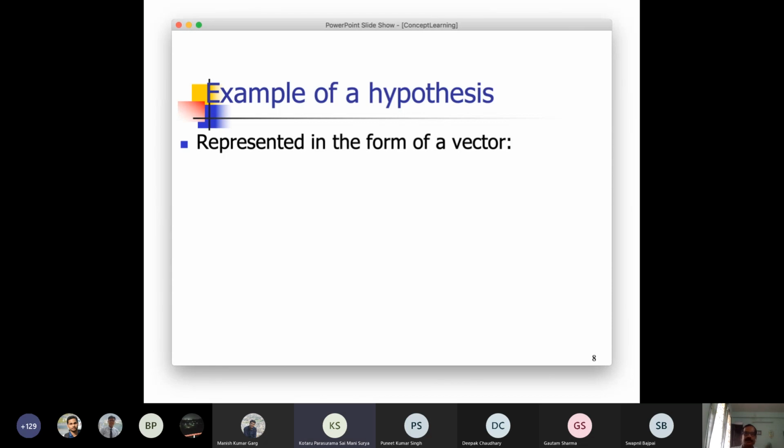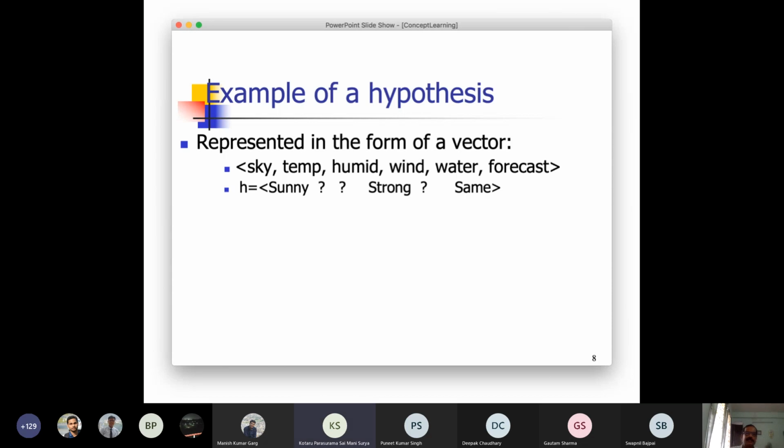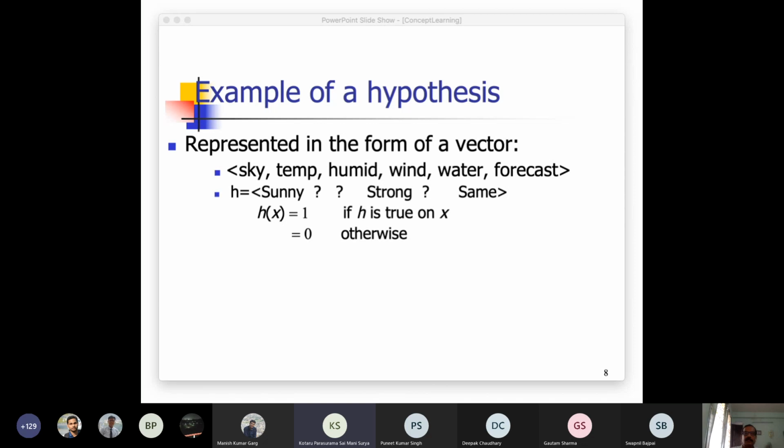Please mute yourselves. I think somebody's microphone is still off. I think somebody is talking. Please mute yourself.